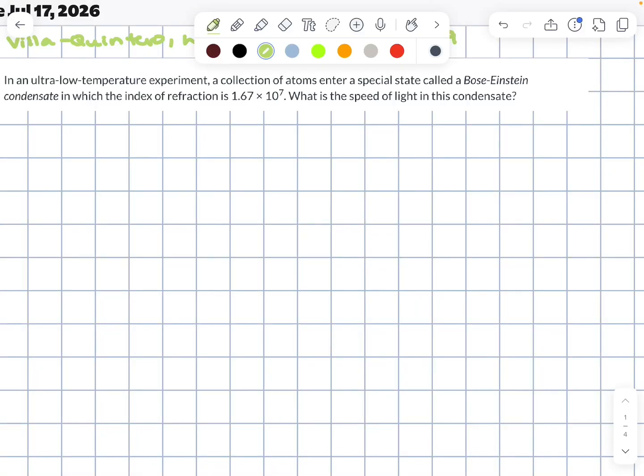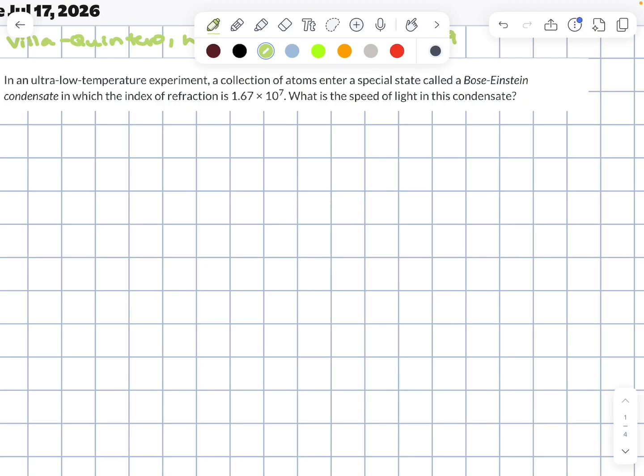This is homework from week 6A on Wiley Plus, and we're going to be looking at the first problem in our homework, which states: in an ultra-low temperature experiment, a collection of atoms enter a special state called a Bose-Einstein condensate, in which the index of refraction is 1.67 times 10 to the 7th. What is the speed of light in this condensate?